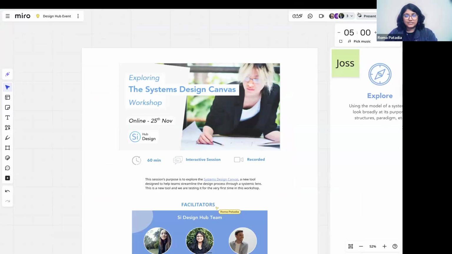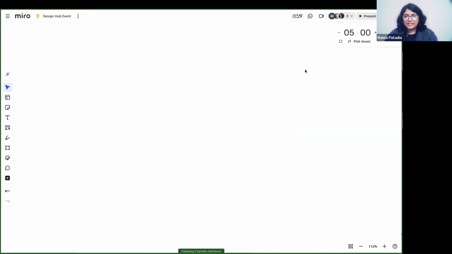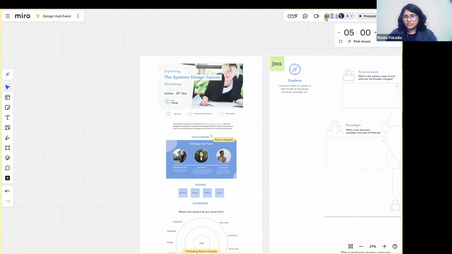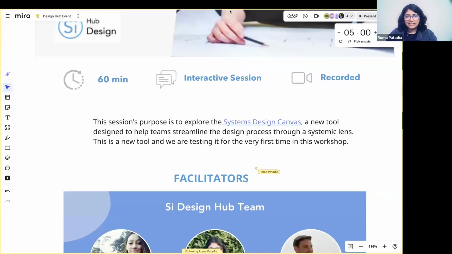Today's session's purpose is to explore the Systems Design Canvas, a new tool designed to help teams streamline the design process through a systems lens. This is a very new tool. We are testing it for the first time in this workshop, so let's experiment together and see how it goes.